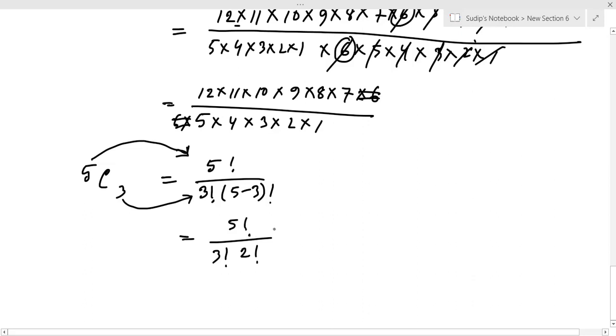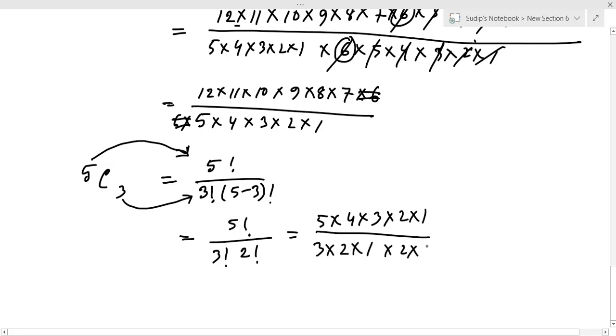You will get 5 into 4 into 3 into 2 into 1, divided by 3 into 2 into 1, 2 into 1. So you can cancel 2 into 1, and you will get 5 into 4 into 3 divided by 3 into 2 into 1.